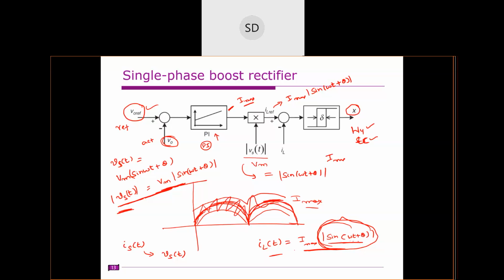Sir, can you please explain that PI controller part one more time? PI controller.